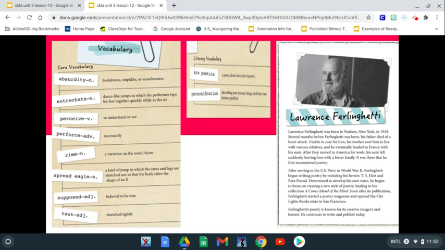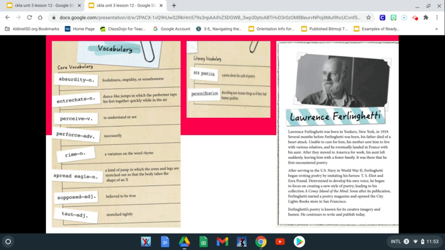Your next core vocabulary word is rhyme, which is a noun. It's a variation on the word rhyme. Your next core vocabulary word is spread eagle. It is a kind of jump in which the legs and arms are stretched out so that the body takes the shape of an X. A spread eagle. That's also a dance term. Another core vocabulary word is supposed. It's an adjective. It means believed to be true. So, it was supposed that it was going to rain or that a tornado was going to form.